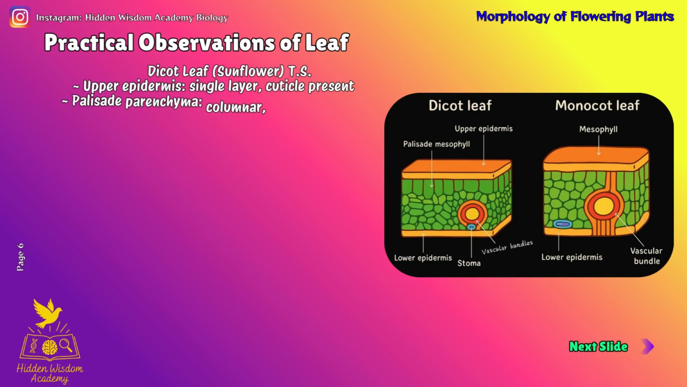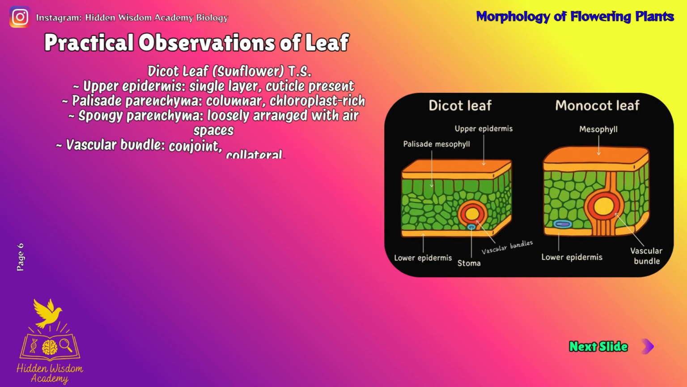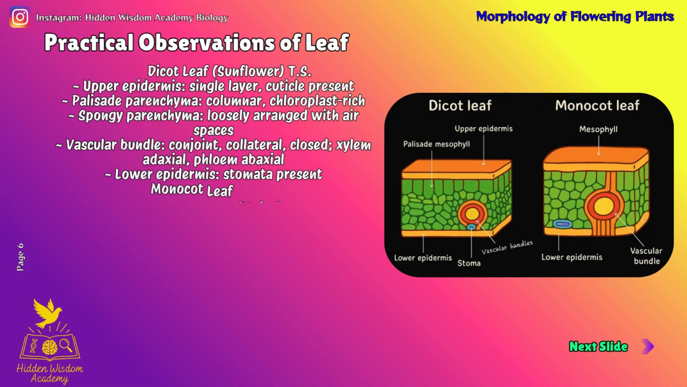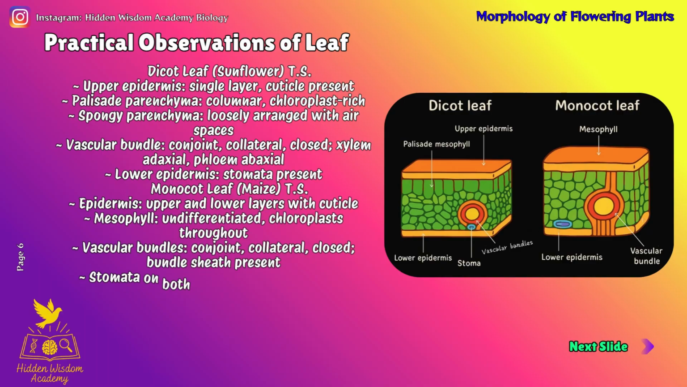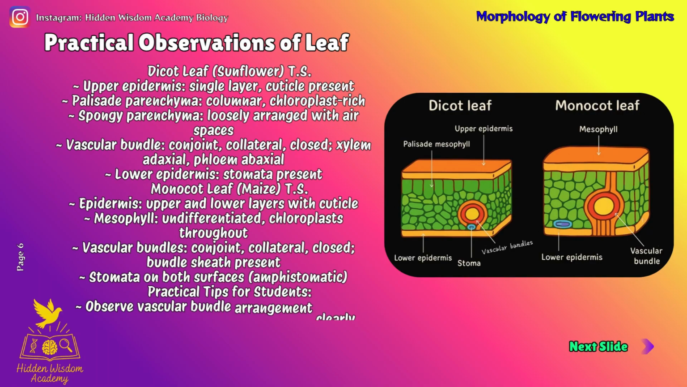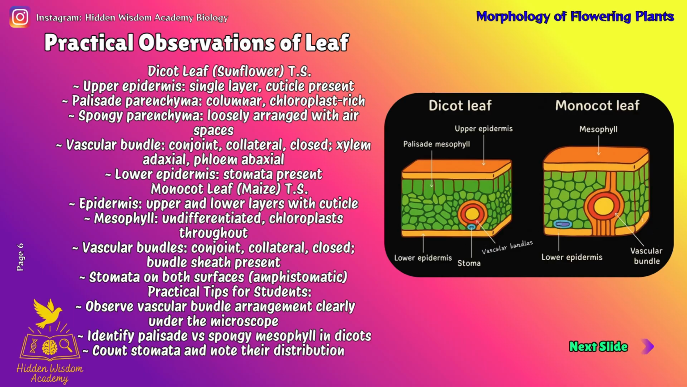Let's look at practical observations of dicot and monocot leaves. In dicot leaves, the upper epidermis is a single layer with cuticle. Below it, the palisade parenchyma has many chloroplasts for photosynthesis, and the spongy parenchyma has air spaces. Vascular bundles are conjoint, collateral, and closed, with xylem on top and phloem below. The lower epidermis has stomata for gas exchange.